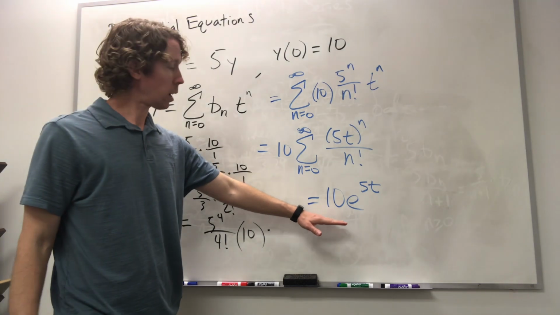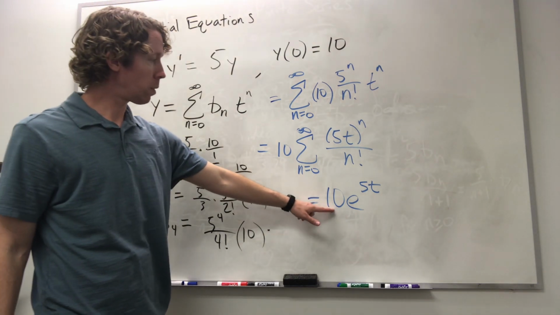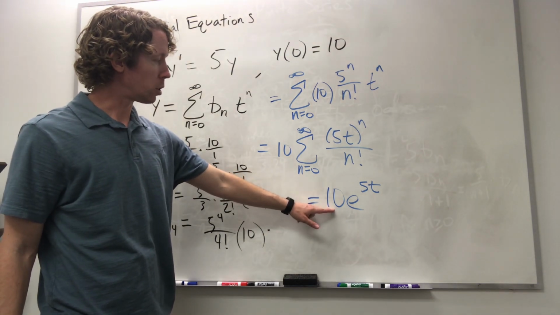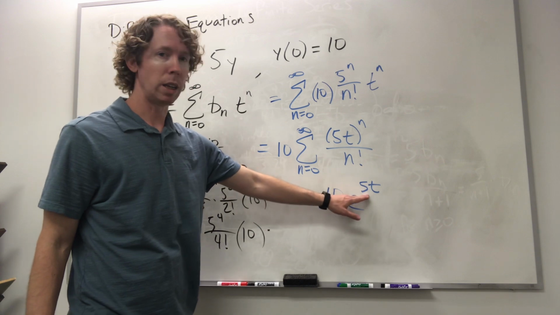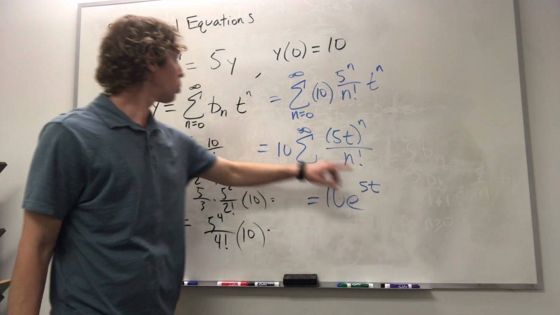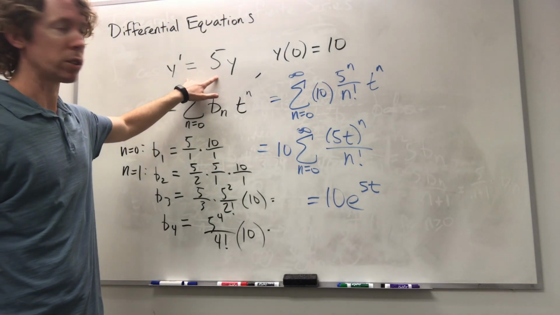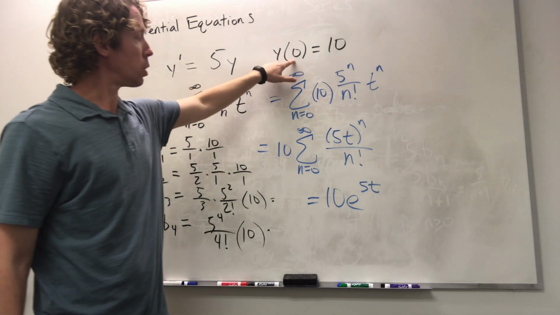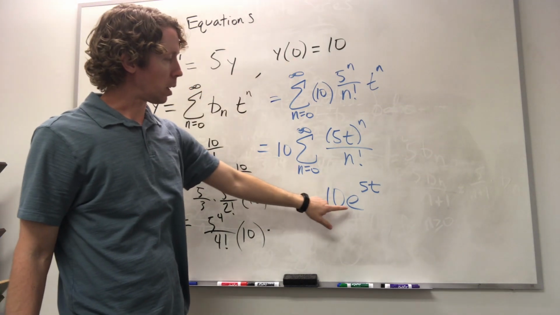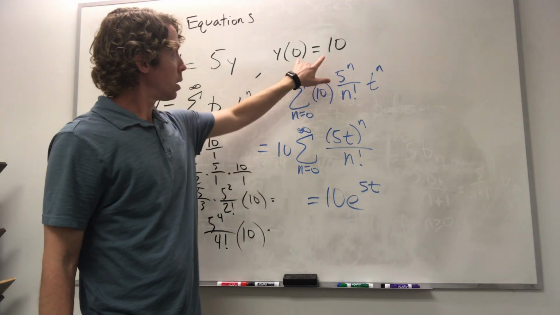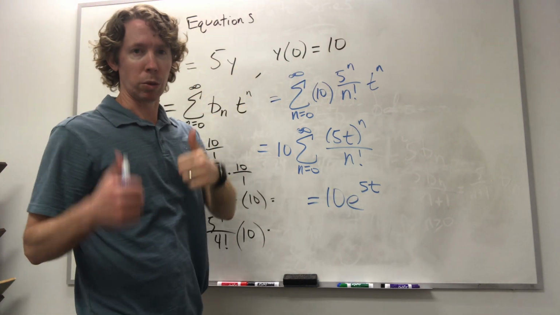I can go back and check. If I take the derivative of this, I will just get 10 times e to the 5t times 5 by the chain rule. So that makes this equation satisfied. If I plug in t equals 0, I get 10 times e to the 0, which is 10. That means this is satisfied. So we found the solution.